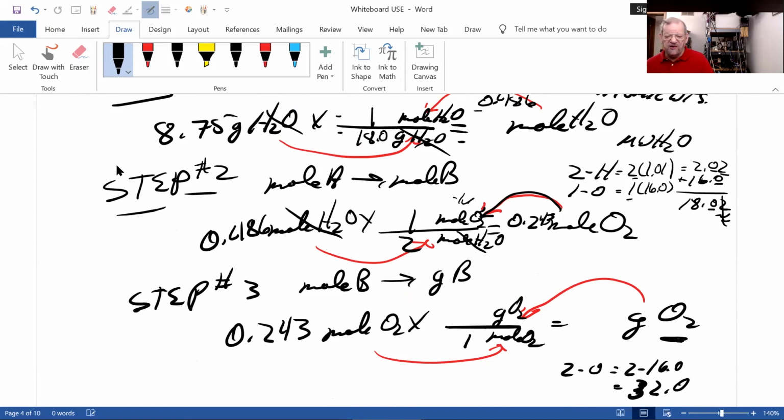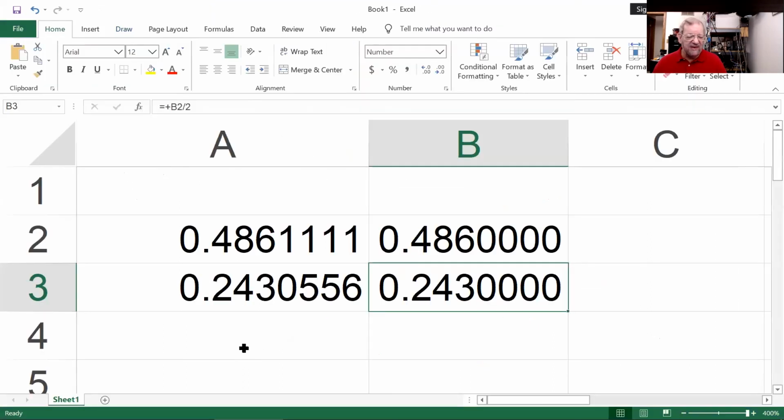32.0. So for every 32.0 grams of oxygen, I get 1 mole. So 1, 32. This is an exact number. This is 3 significant. So I now know to multiply that. Before I do that, moles divided by moles oxygen cancel out. And now I go to my calculator.